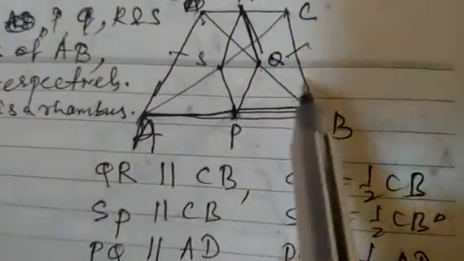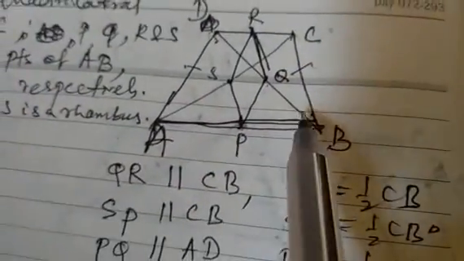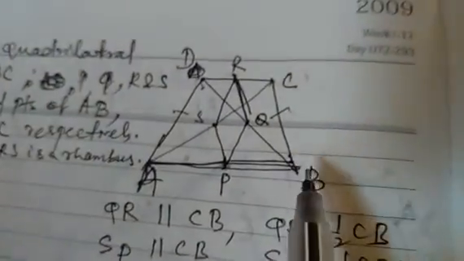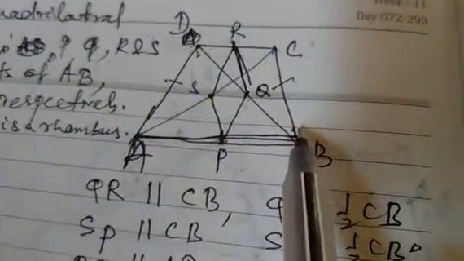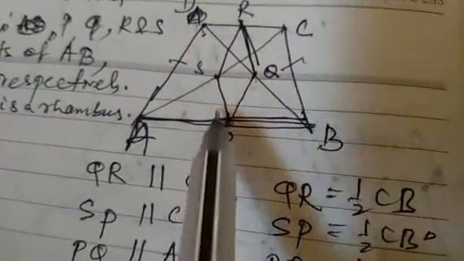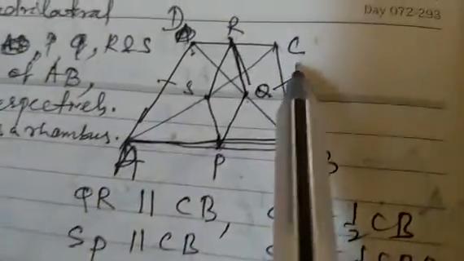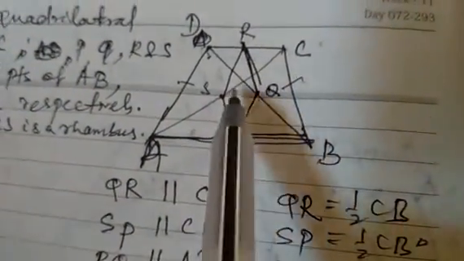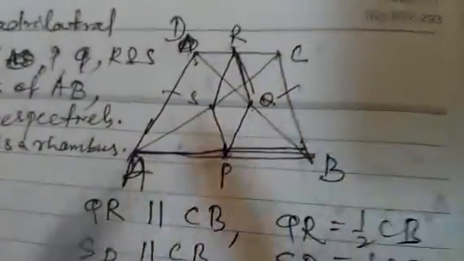SP is also half of BC. So this is half of BC, and this is also half of BC. It means this is equal to this, and also parallel to this. Therefore, this is parallel and equal to this.